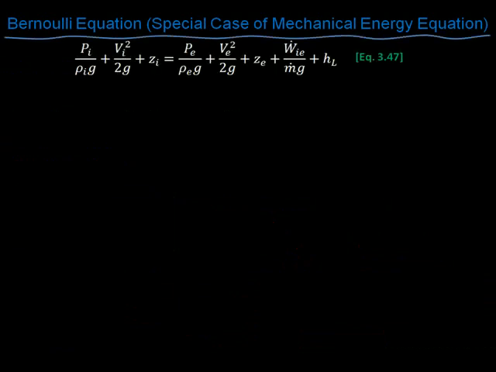So let's derive Bernoulli's equation, which is simply a special case of the mechanical energy equation. So let's bring that up, equation 3.47. And now we're just going to make some assumptions and tick away at it. Okay, so the first is steady flow, and we had to assume steady flow or we wouldn't be able to use this version of the mechanical energy equation anyway. The next is inviscid, no frictional effects, as I had alluded to earlier.